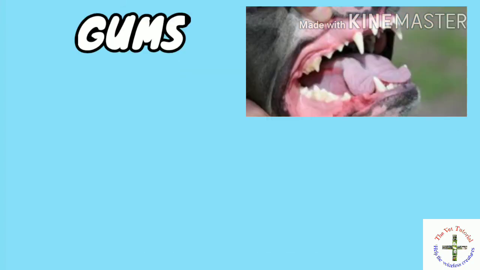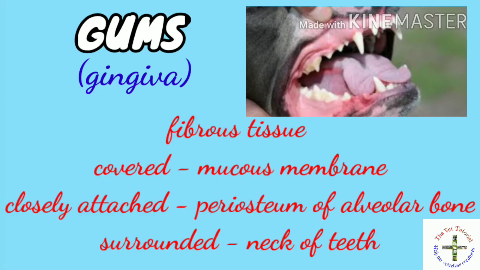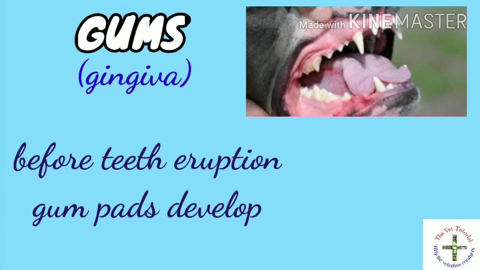And then let's study about gums. Gums is also called as gingiva. It is fibrous tissue which is covered by mucous membrane and is closely attached with periosteum of alveolar bone and is surrounded by neck of teeth. And remember that before erupting the teeth, or we can say before teeth eruption, gum pads develop. These are the slight elevation of overlying oral mucous membrane.